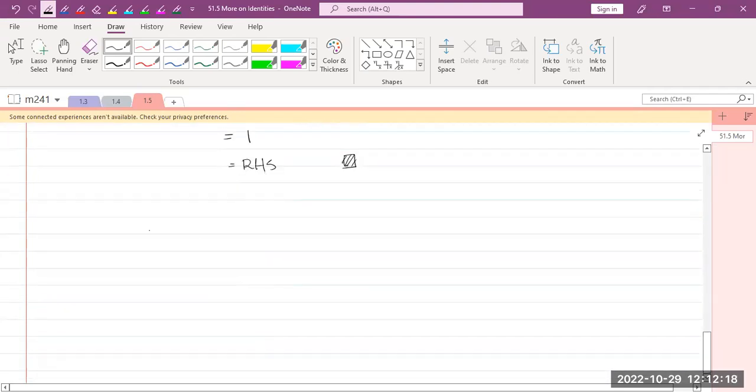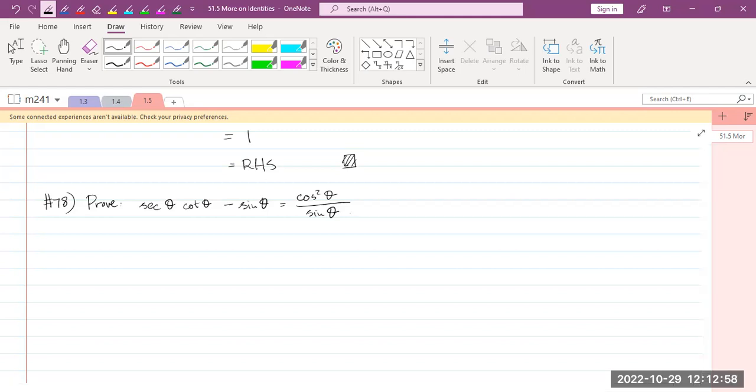Let me do the next one, number 78, in the next line here instead of next to it. So this one is a bit longer. Prove number 78, prove that secant theta times cotangent theta minus sine theta equals cosine squared theta over sine theta. The left-hand side is more complicated, huh? So let's start from the left-hand side.